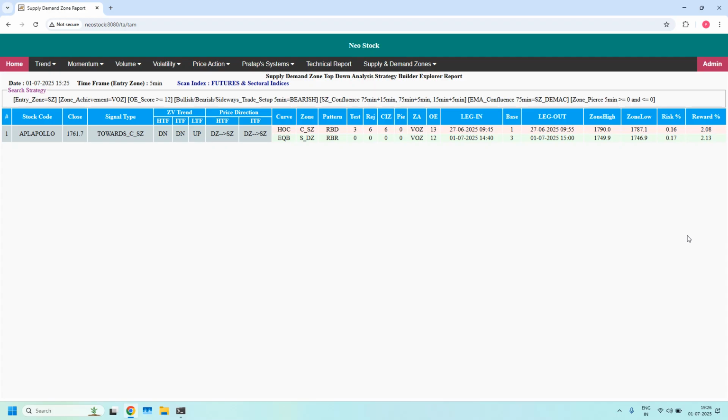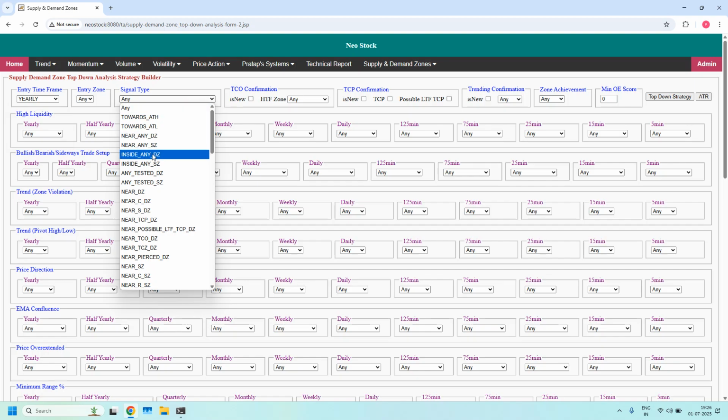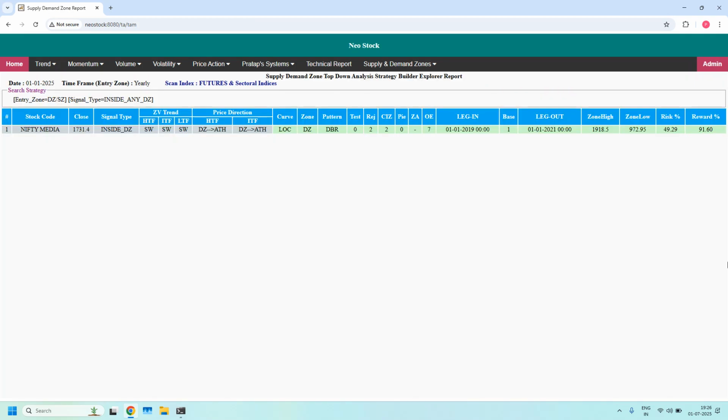So now we have completed all the income trade reports. Next we will find the stocks near demand and supply zones for different time frames. Starting with the yearly time frame. Price closed inside the yearly demand zone. We got 1 stock.